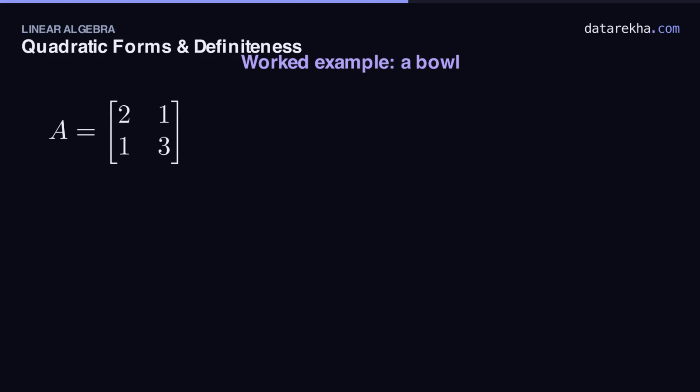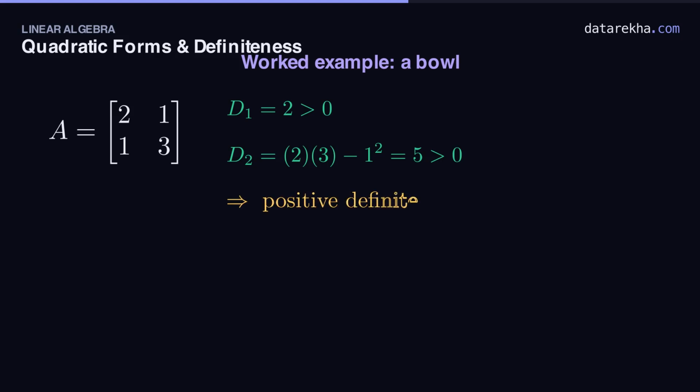Let's classify a real matrix. Here is A with 2, 1, 1, 3. It's symmetric. The off-diagonal entries match, so both our tests apply. Take the minor test first. The first minor is the top left entry, 2, positive. The second is the determinant, 6 minus 1, which is 5, also positive. Both leading minors positive. By Sylvester's rule, that alone tells us A is positive definite, a bowl.